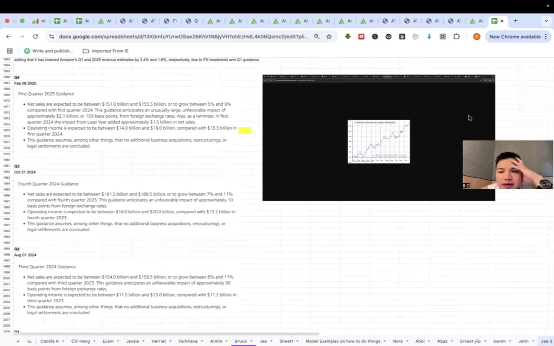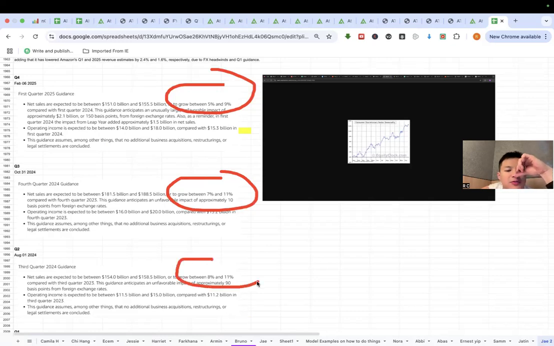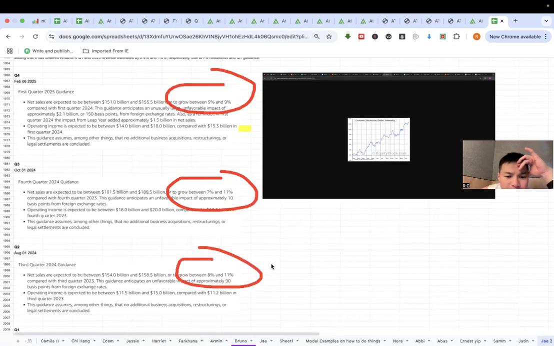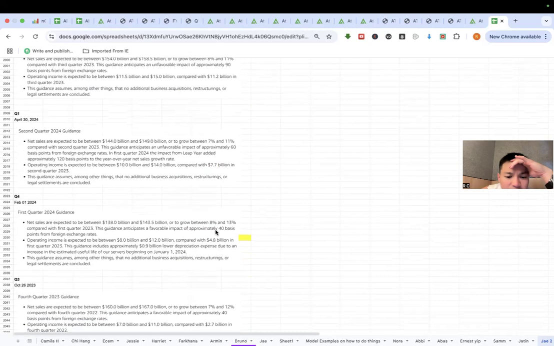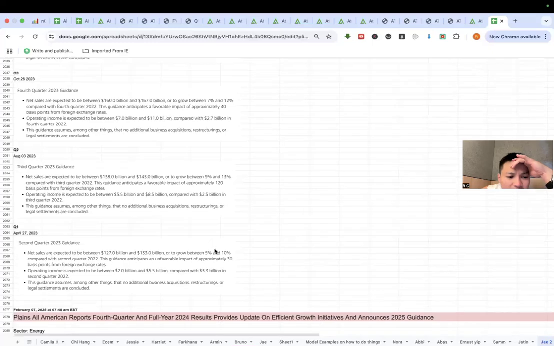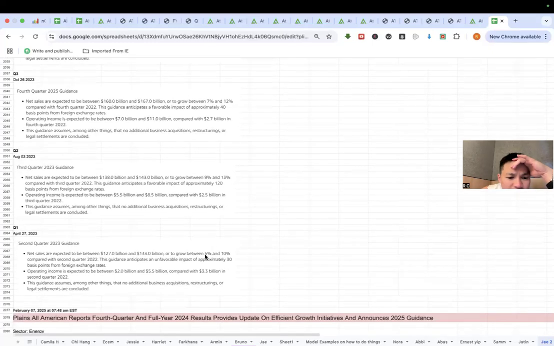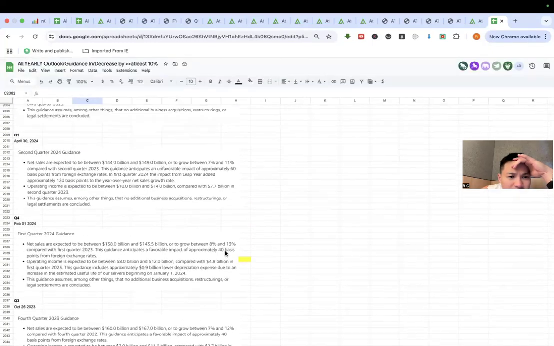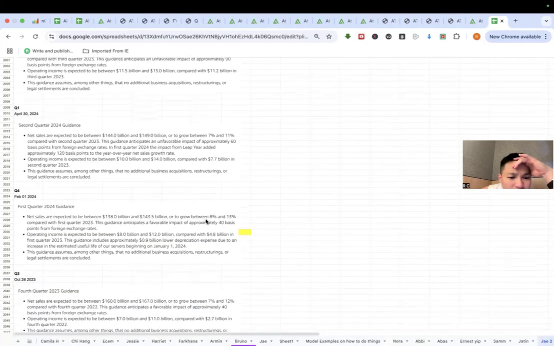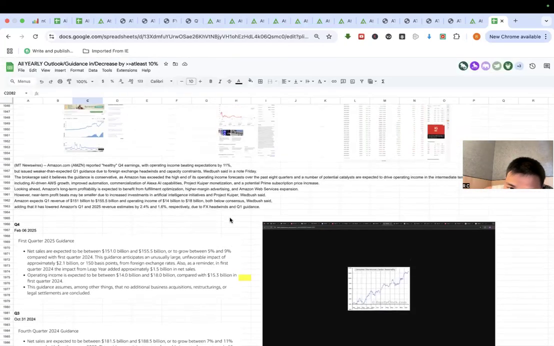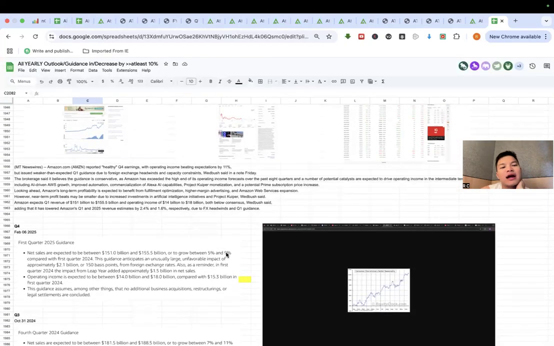Last time, they calculate the percentage for us already. The growth is 5 to 9%. Last time was 7 to 11, and then 8 to 13, and then second quarter is 5 to 10. So last time, in the first quarter, we were growing 8 to 13. Right now we are growing less, 5 to 9.